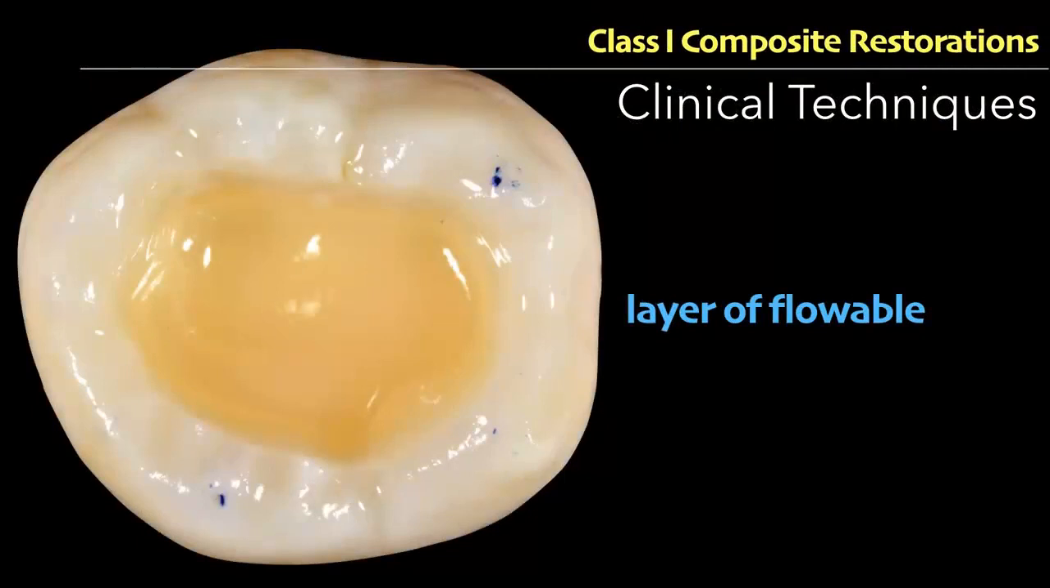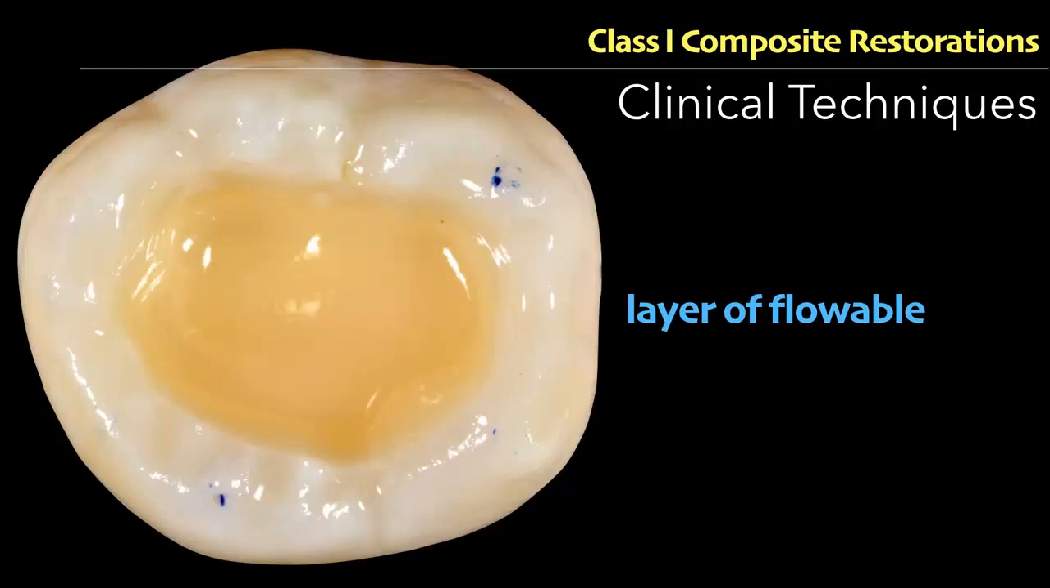Then the most important thing is how to fill the box before making the occlusion. The best approach is to apply a flowable in about a 1 mm increment at the base. Why flowable? Because it can flow everywhere and adapt well. You can see in the picture that there are no voids or bubbles, no shrinkage, and no debonding.